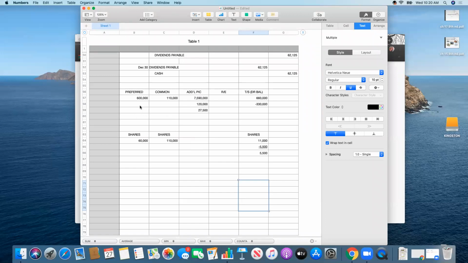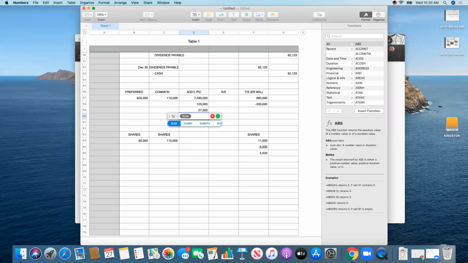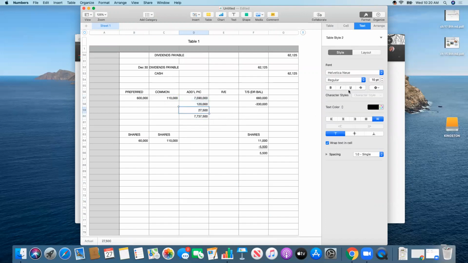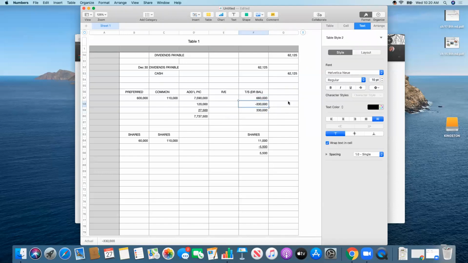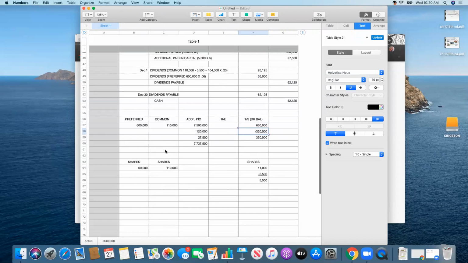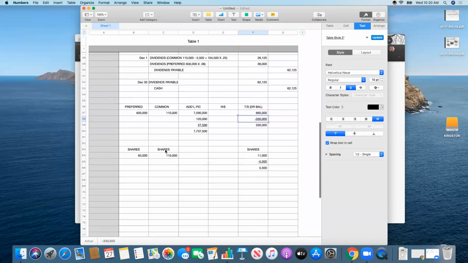So what numbers are we going to use? Well, we're going to use that for preferred. We're going to use that for common. For additional paid-in capital, we're going to use that. For treasury stock, we're going to use that. So here's your shares. All right, so let's do it.